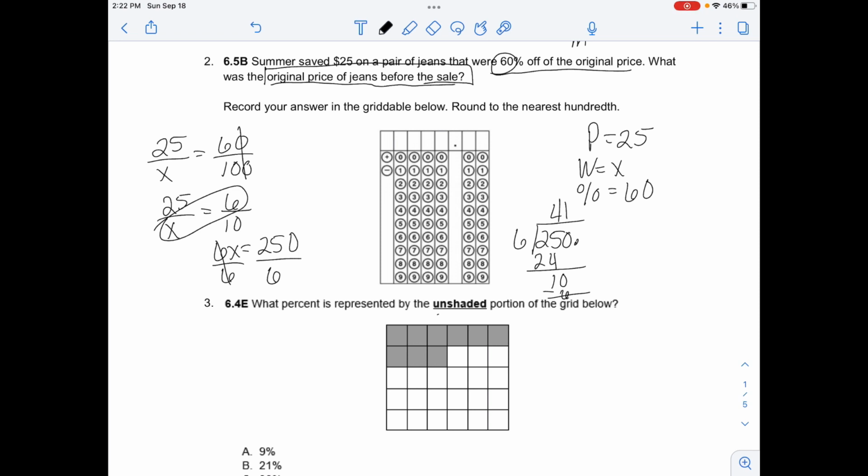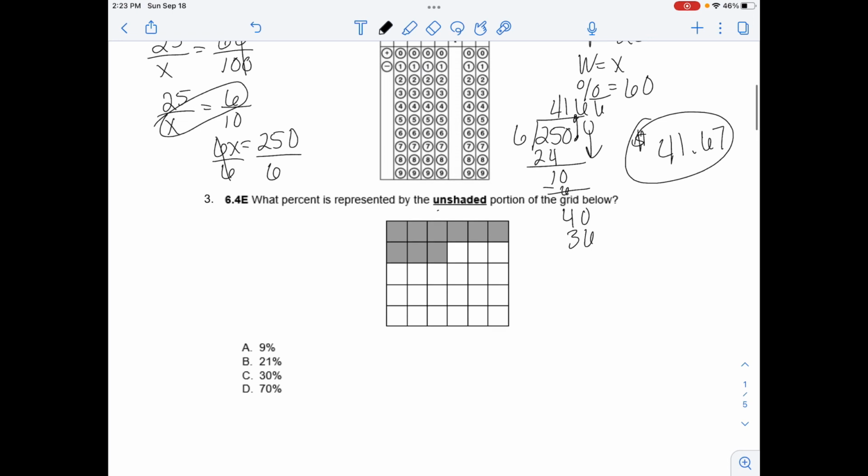Okay, so I change this to a decimal and bring it up top because I am dealing with money. Add my 0, bring it down, I get 40. That's 6. 6 times 6 is 36, and it's just going to keep repeating itself. So it would be $41, and we're rounding to the nearest hundredth. So $41.67. All right, next question.